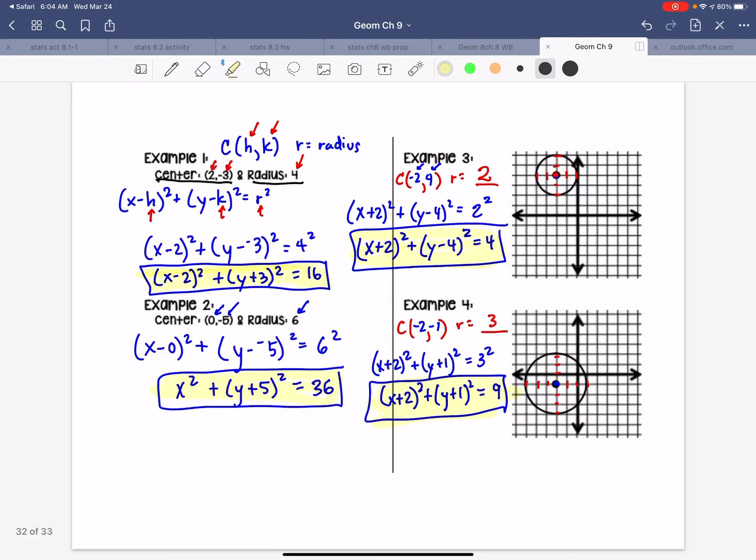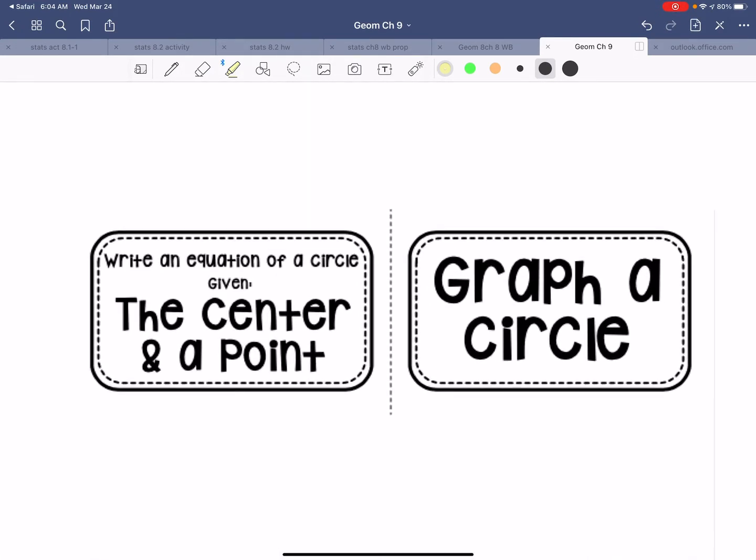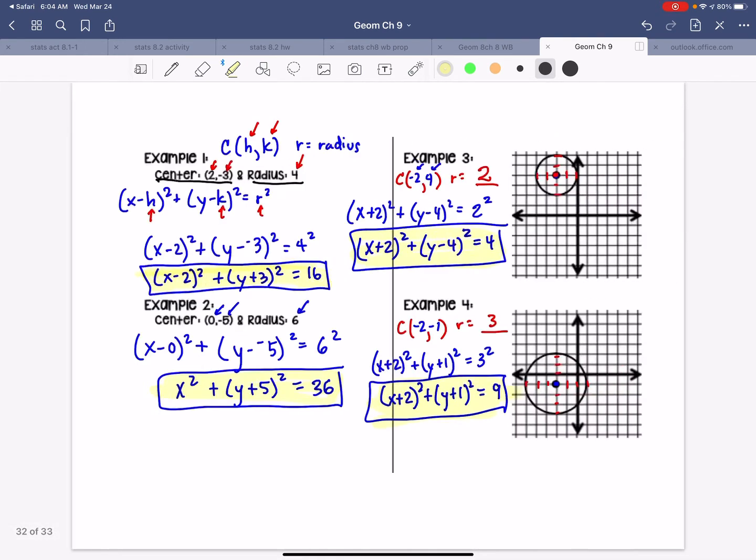All right, just one other half. So what's the other half of our worksheet going to focus on? It's going to focus on the trickier ones. Can we graph a circle? And can we write an equation of a circle given the center and a point? Like any old point. And that makes it a little bit harder. So let's take a look.